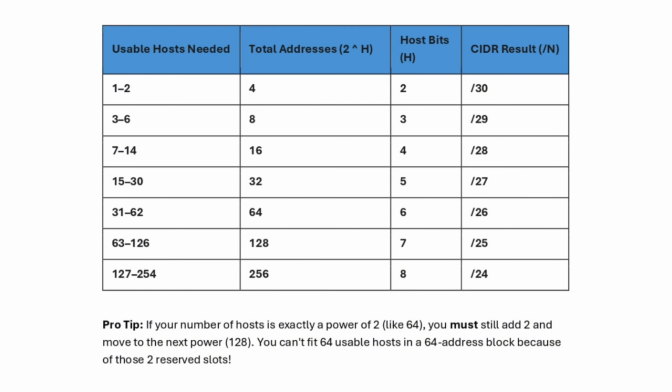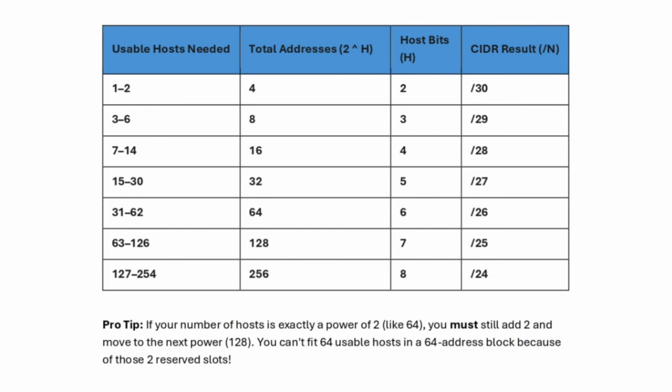The columns are usable hosts needed, total addresses, host bits, and CIDR result. If the usable hosts needed are from 1 to 2, 3 to 6, 7 to 14, and so on until 127 to 254, we take the total addresses as 2 power h, that is 4, 8, 16, 32, 64, 128, 256. So the table simplifies that if the range of hosts you need is from 1 to 2, we take that as 4.